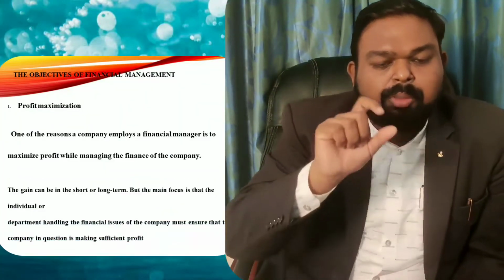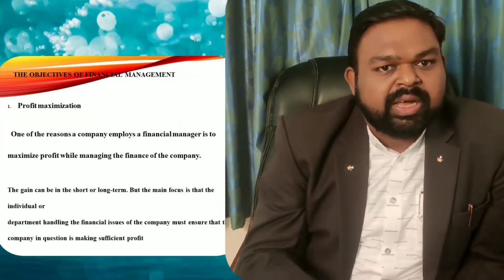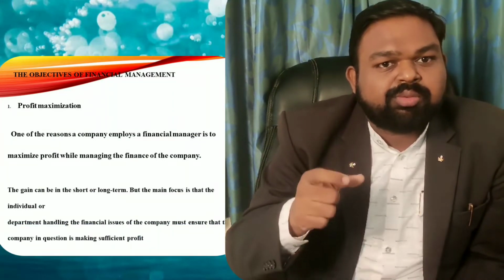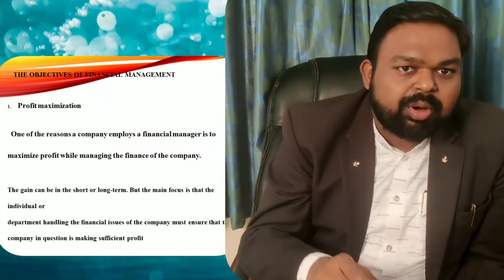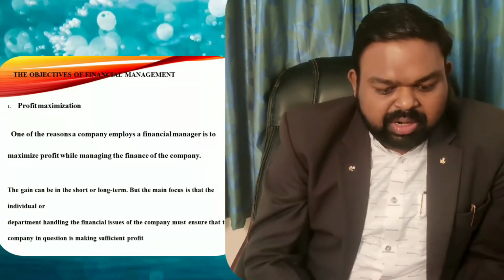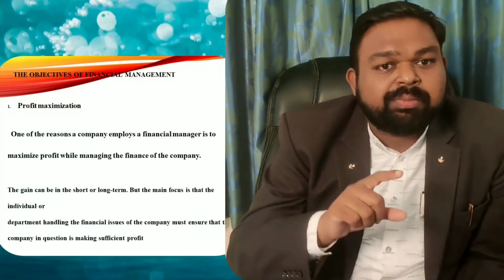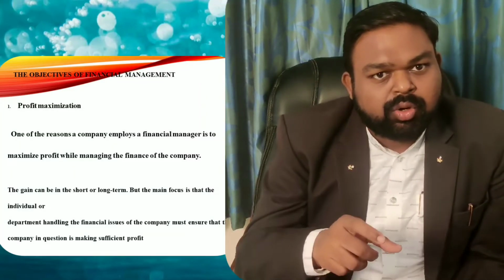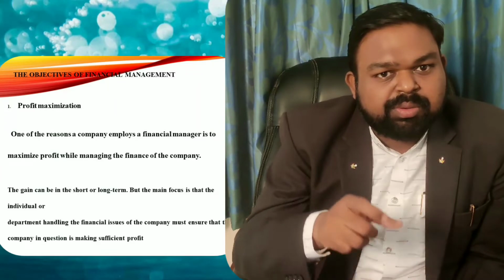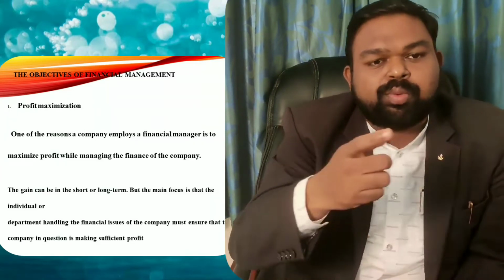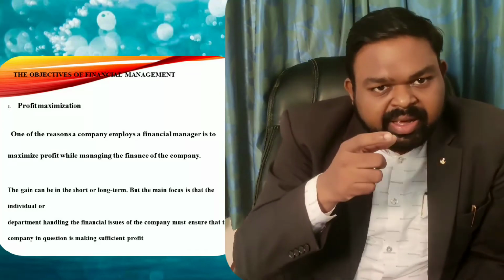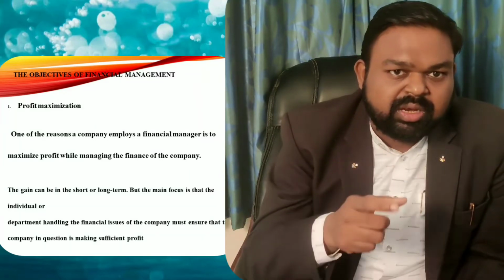And the next one is about the objectives of financial management. First, we have seen the objective of the unit. Now we are going to see about the objectives of financial management. First one is profit maximization. So in financial management, profit plays a vital role, but how you maximize your profit, that is the main turn of process in a business.